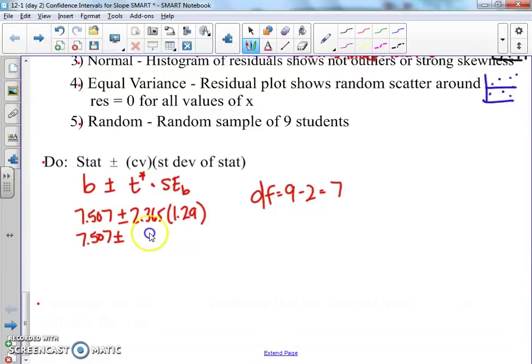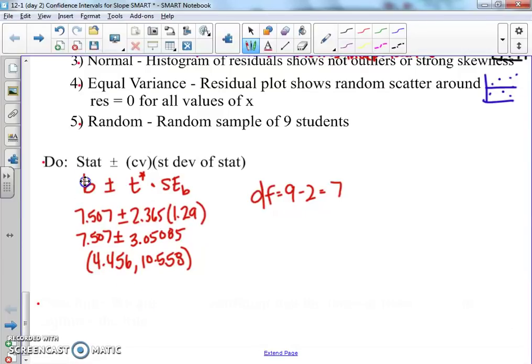7.507 plus or minus the t-star that we already found times the standard error of 1.29. You get 3.05085. I went up quite a few decimals. And then if you subtract the margin of error and add the margin of error, you get a confidence interval starting at 4.456 to 10.558. There is your confidence interval.